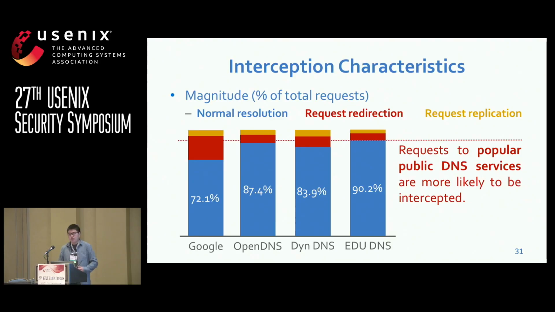Breaking down by different resolvers, we find requests to well-known public DNS services are more likely to be intercepted, especially for Google Public DNS. We find in China, up to 28% of requests over UDP from clients are intercepted. By contrast, only 10% of DNS requests to the least popular ECO DNS are intercepted.